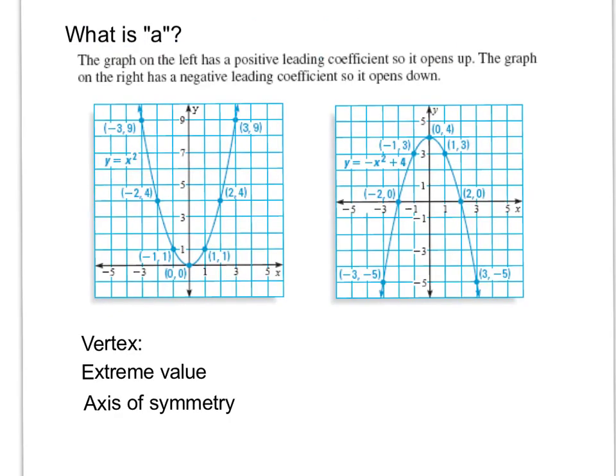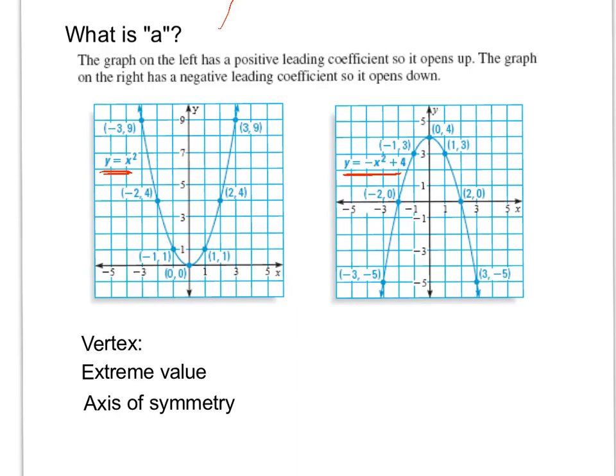So here we have two parabolas already graphed. At the top it says, what is a? So here's the equation of the one on the left, y equals x squared. So what's a? 1 is the correct answer, the coefficient of x squared. And on the one on the right, notice that the coefficient of x squared, or a, is -1, and notice that the parabola opens down. So if a is positive, it opens up, negative, it opens down.